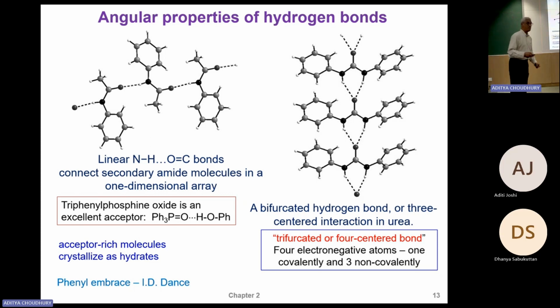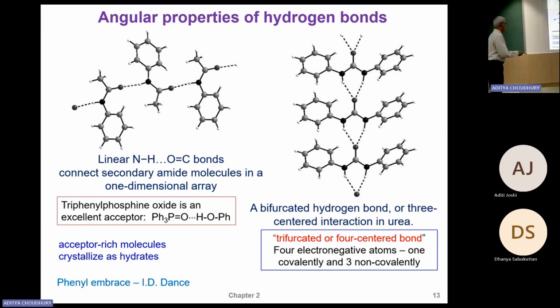When you try to crystallize, they end up taking water. In water, you have two hydrogens and one oxygen. So you end up having hydrates just because of that particular compound. So acceptor-rich molecules usually crystallize as hydrates.